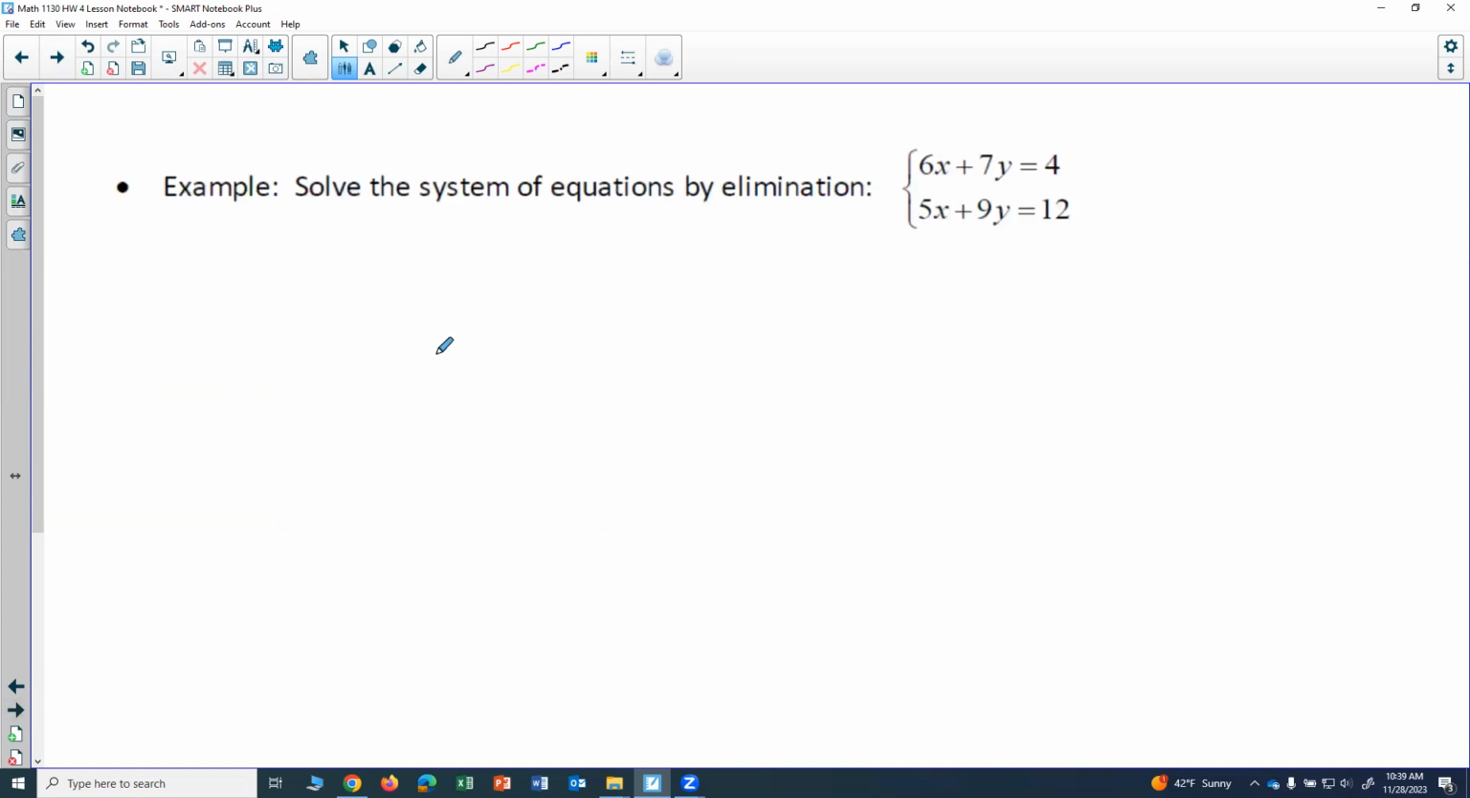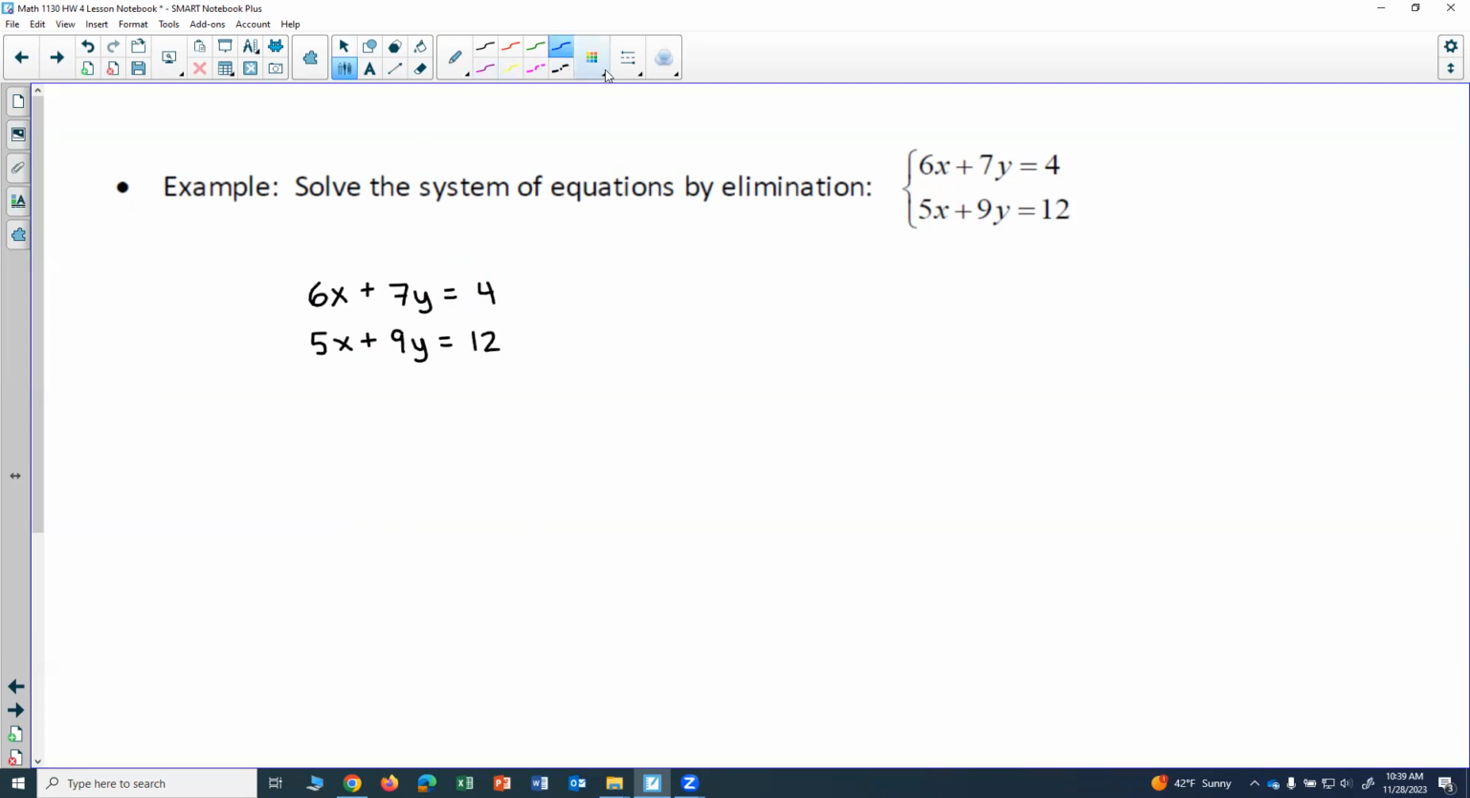We want to solve the system 6x plus 7y equals 4 and 5x plus 9y equals 12. And we're going to use elimination. So what I do first is I'm going to write my system over here. So I have 6x plus 7y equals 4 and 5x plus 9y equals 12.